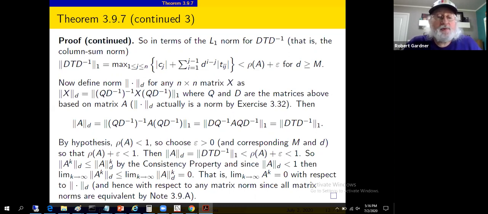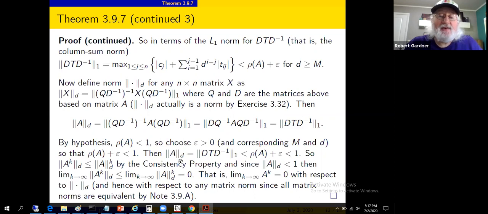Then we'll start using some of this equipment we got here. The D norm of A, we saw, equals the 1 norm of DTD inverse. All right. We had the 1 norm of DTD inverse bounded by the spectral radius of A plus epsilon. So we get that spectral radius of A plus epsilon here. We've got that less than 1.